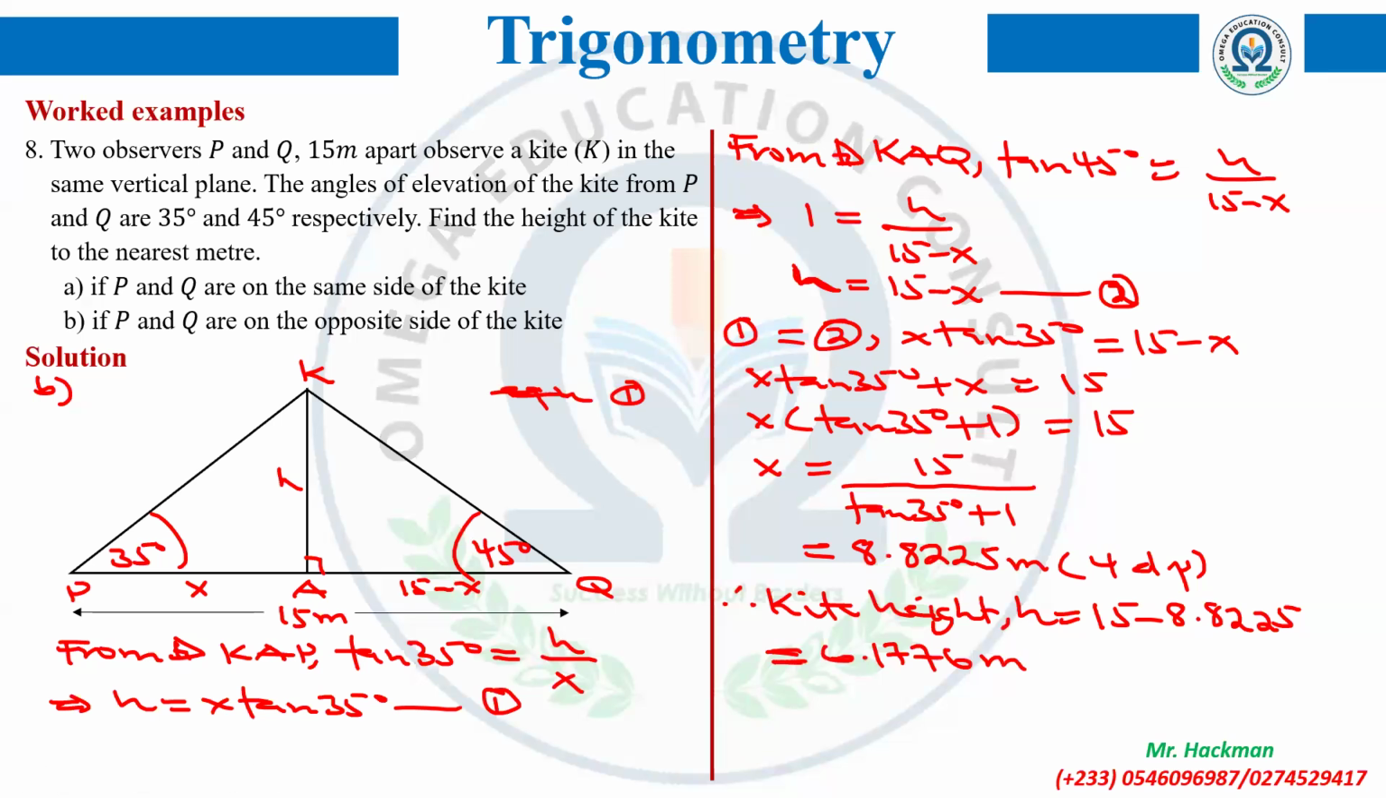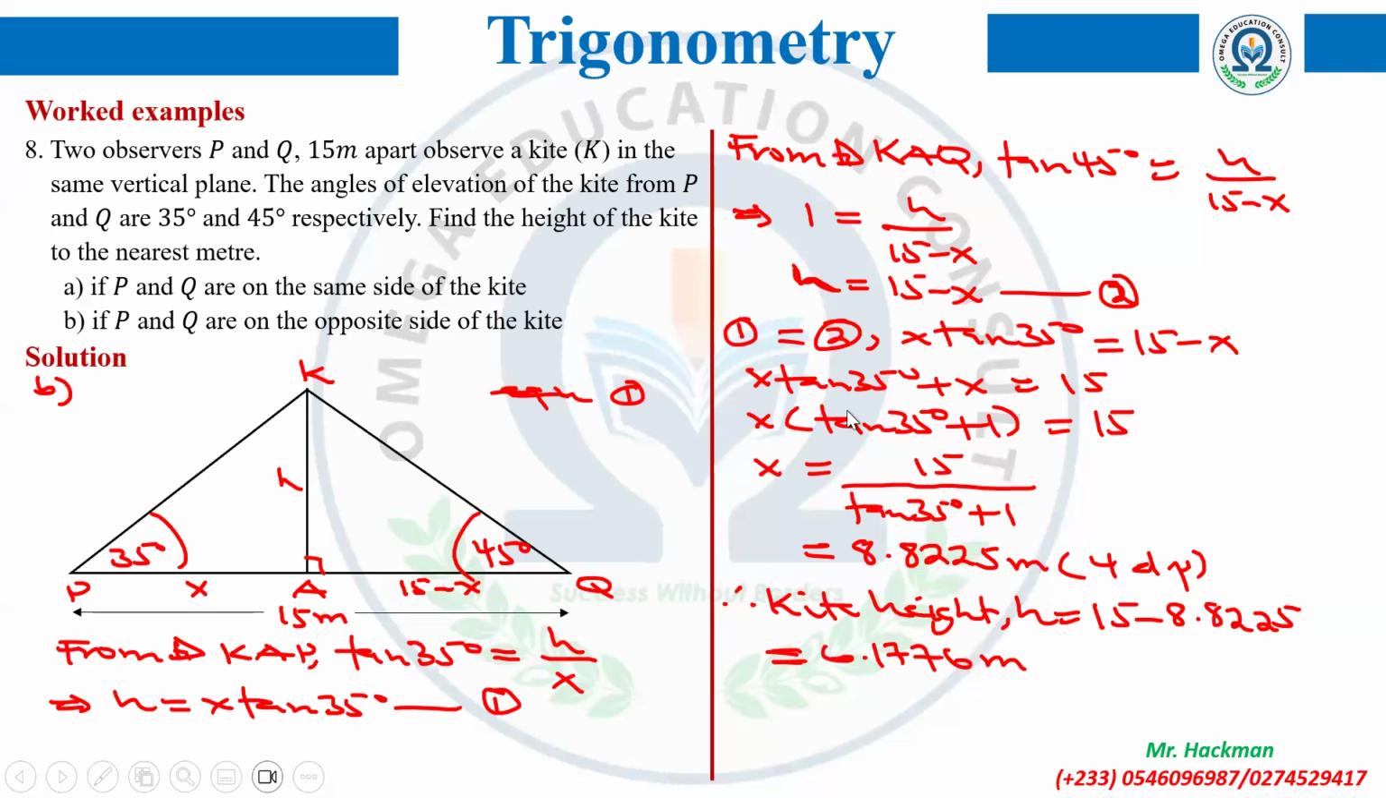Yes, sir, please. When you go to the x in brackets, 35 degrees plus 1, sir, please, where did the 1 come from? Oh, we factor out x. So if you factor out x, when you are doing factorization, because you are dealing with 2 terms, you get 2 terms in brackets.